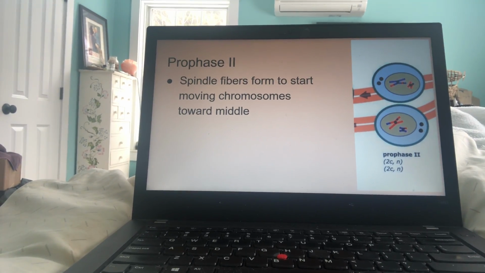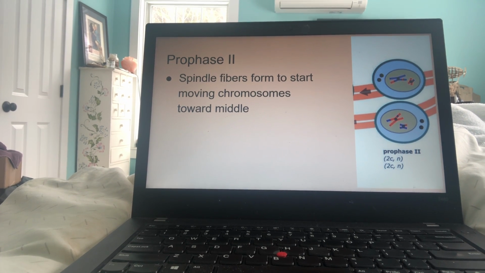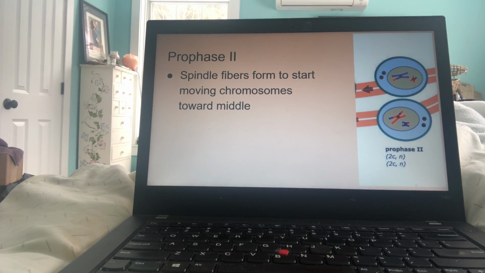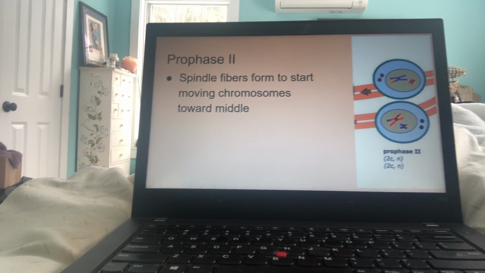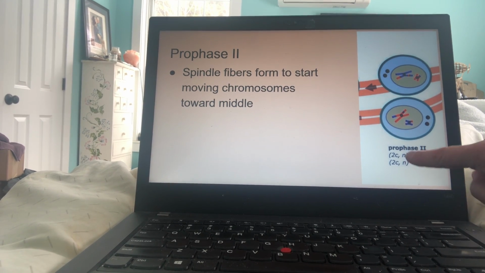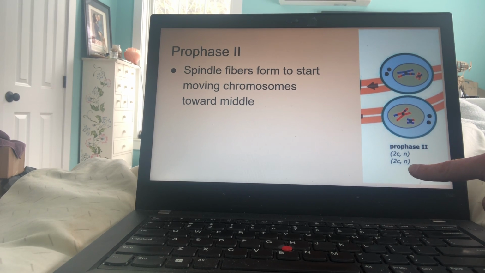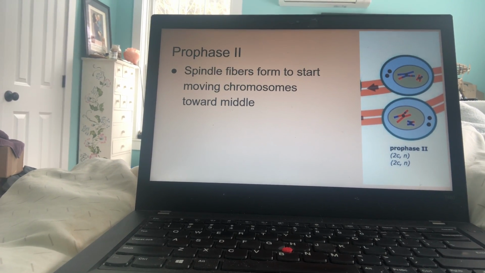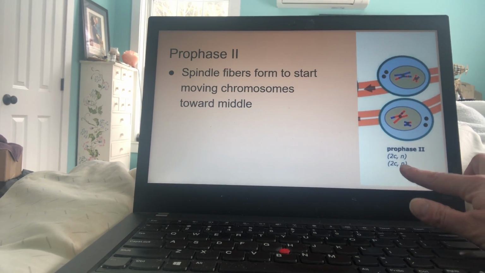Okay, so prophase 2. So now we're getting those spindle fibers all over again, and the chromosomes are starting to move, starting to head towards the middle. Notice, down here where it's talking about N, we are no longer 2N, we are just at N in terms of DNA. So this is now haploid.